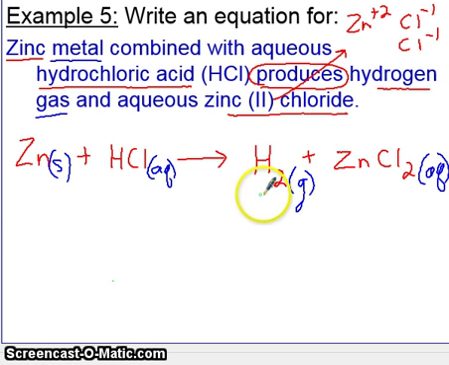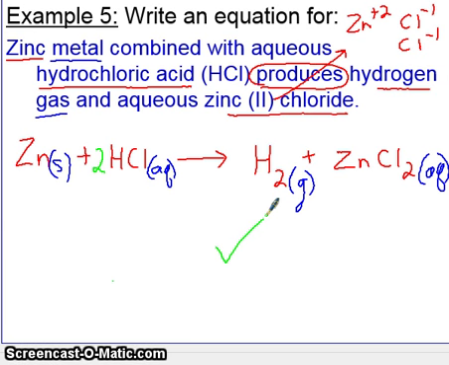We have 2 hydrogens on the right. We need 2 on the left. We'll put a 2 in front. That gives us 2 chlorines, 2 chlorines. We have 1 zinc, 1 zinc. We are good. So this is how you would write the reaction of zinc metal combined with aqueous hydrochloric acid to produce hydrogen gas and aqueous zinc chloride.